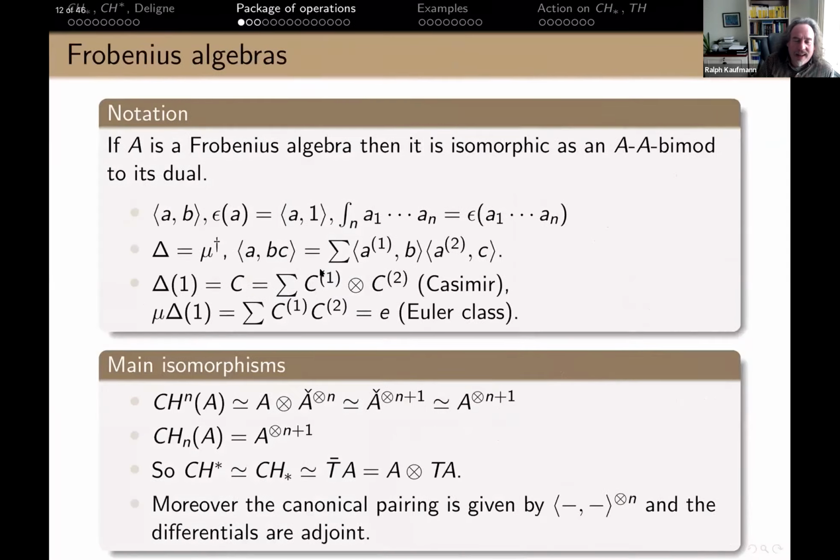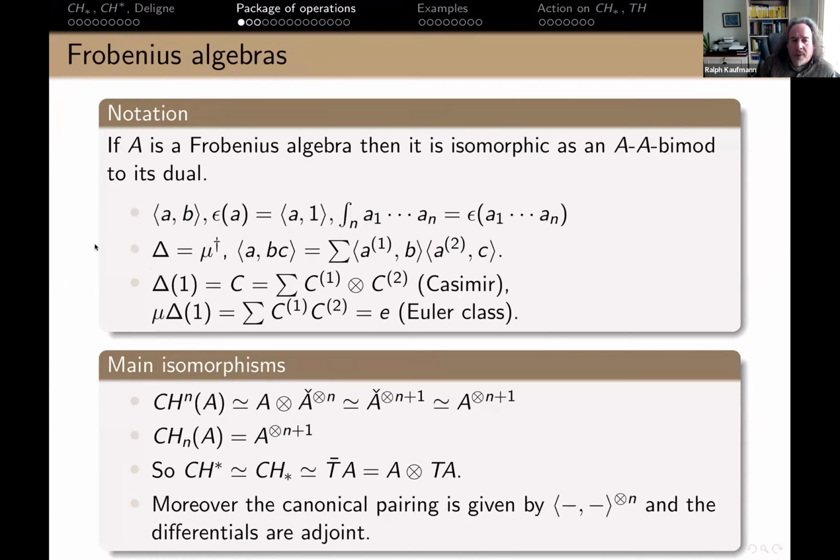All right, so what's this package of information? Here's some notation. If you have a Frobenius algebra, you have a non-degenerate symmetric pairing. You have a co-unit or a co-augmentation, whatever you want to call it, epsilon of a, taking the bracket with a unit. I like to call this an integral. It's like a trace. This is cyclically invariant. So this is epsilon of the product here. So it is a trace.